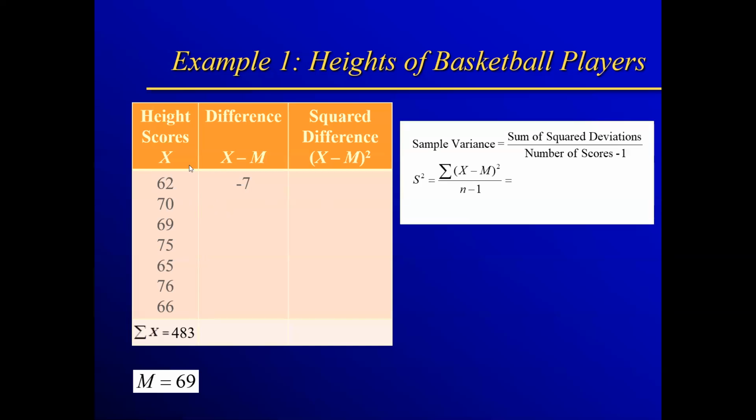Okay, so I'm taking x minus M: 62 minus 69, our mean, which we already calculated in the prior step, is -7.